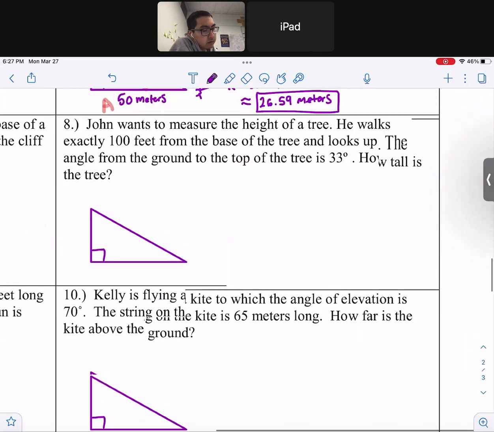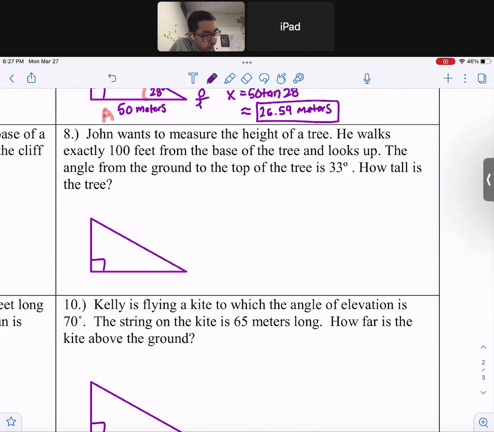Number 8. So John wants to measure the height of a tree. Okay. So here's a tree, and he wants to measure the height of that tree. He walks 100 feet away from the tree. So that's 100 feet. And he is here.